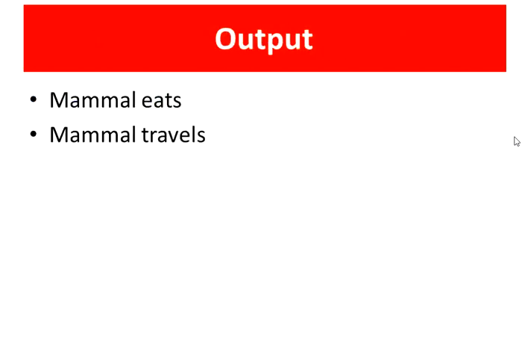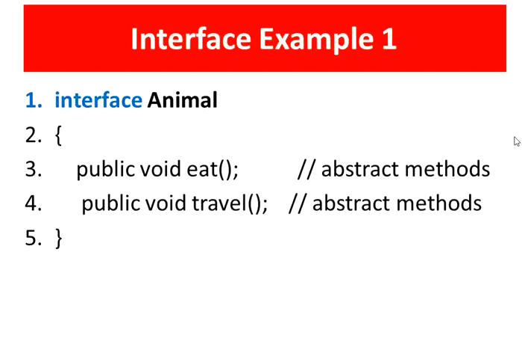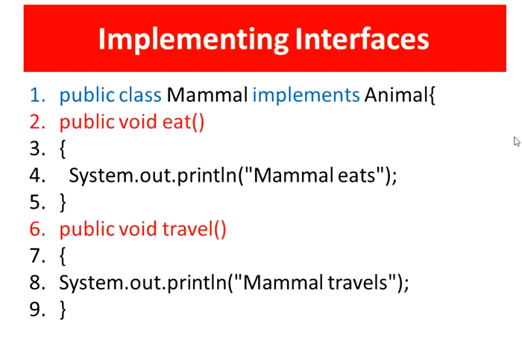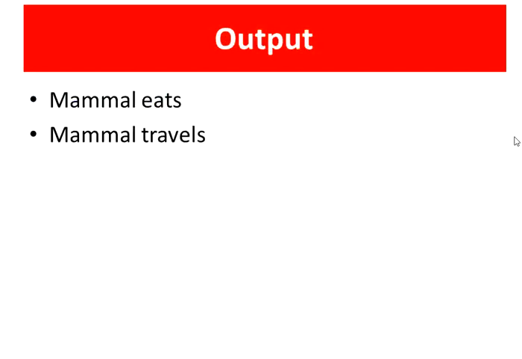So here when you run this code, you will see the output as mammal eats and mammal travels. So interface contains abstract methods. Abstract methods are implemented by another class, that is, in this case the mammal class has implemented this. To access these methods we have created an object of the class which has implemented the interface. In this program we have created an object m for the mammal class. Then using the dot operator with the object we have accessed the eat and travel methods, and the output of this code is mammal eats and mammal travels.